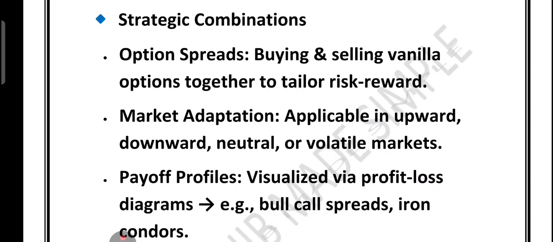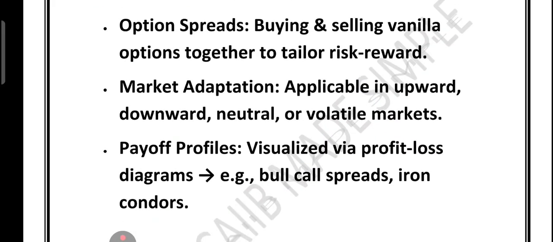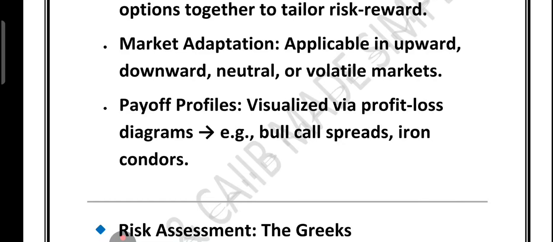And this strategy works in upward, downward, neutral, volatile markets, all kinds of markets. The potential gain and the potential loss are often shown in the profit and loss diagram, like a buy call spread or something called iron condors. So an option spread means tailored risk and reward, and the diagram is a visual payoff.